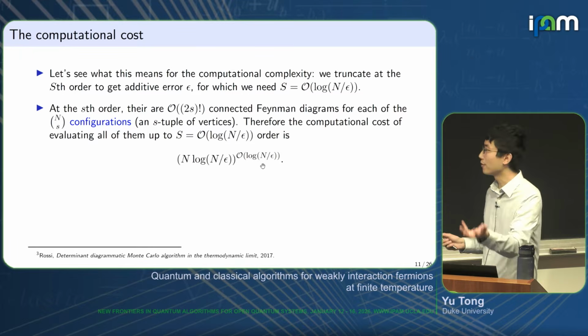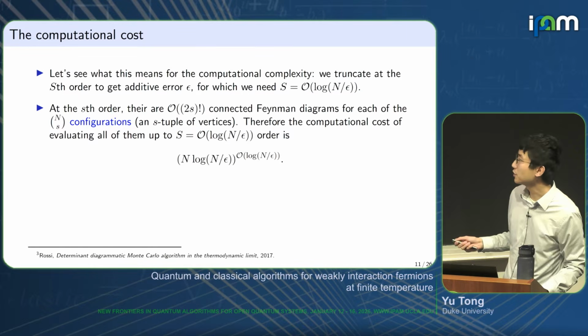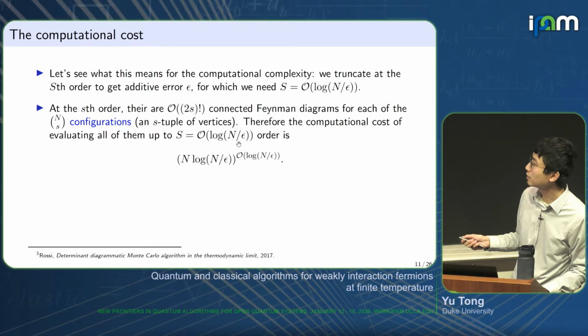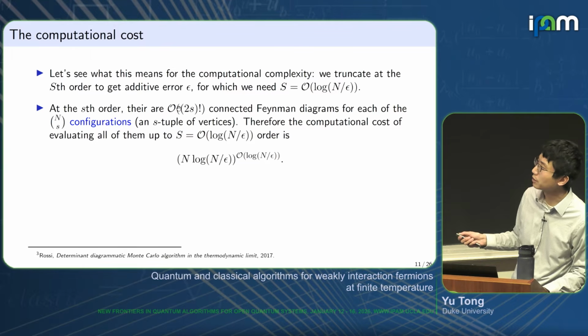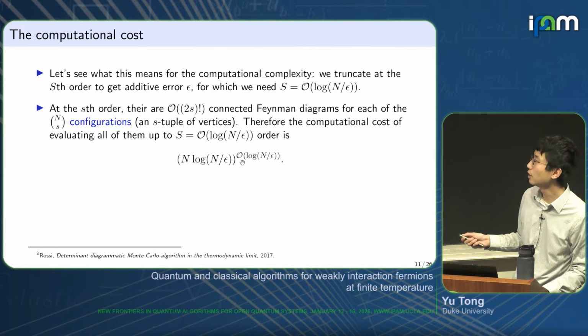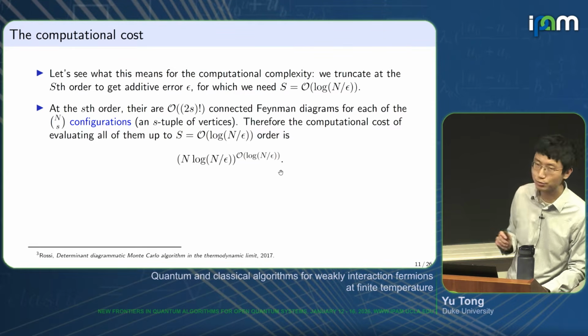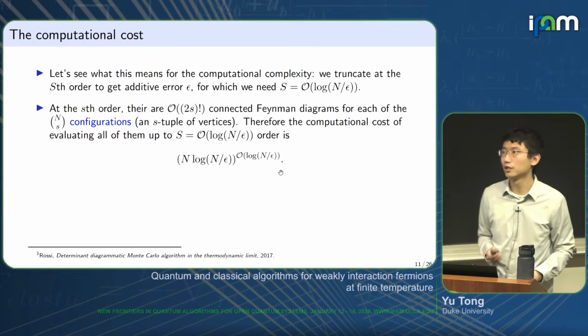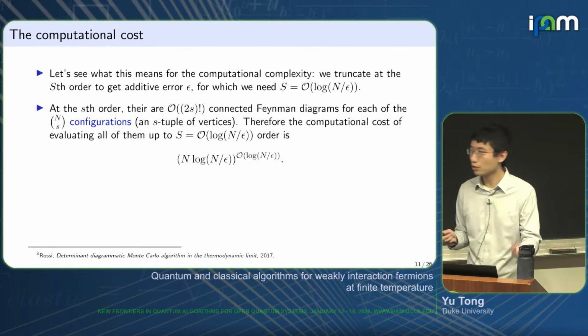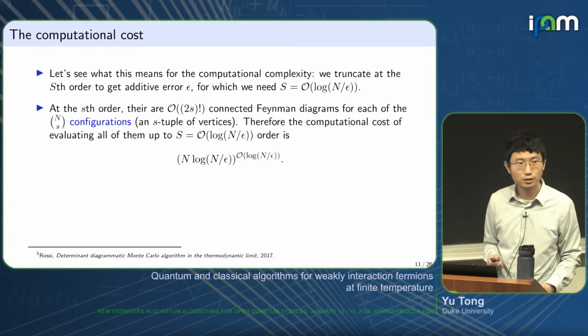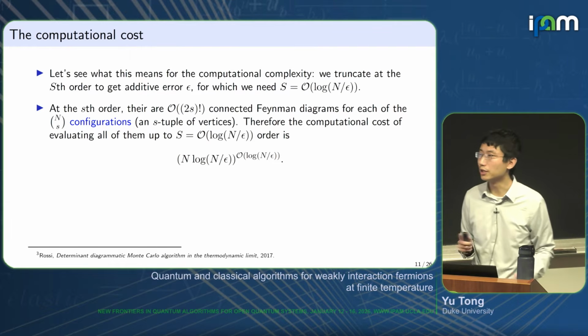If you just sum up all the Feynman diagrams one by one, you run into a problem because there is a log n over epsilon in the exponent. This comes from the factorial here. Because you have this factorial, you get a log n over epsilon in the exponent, so you don't get polynomial time, it's quasi-polynomial time. Any question about this?